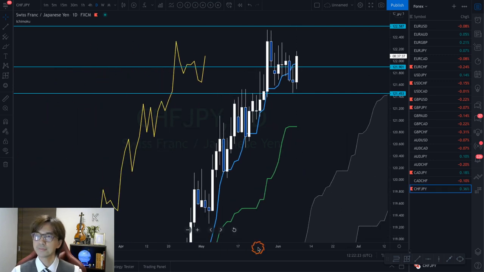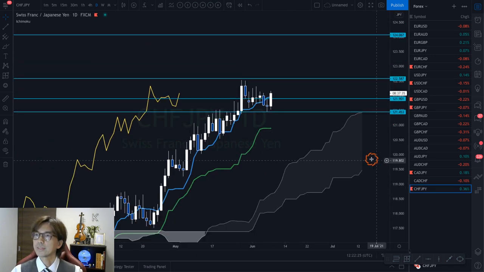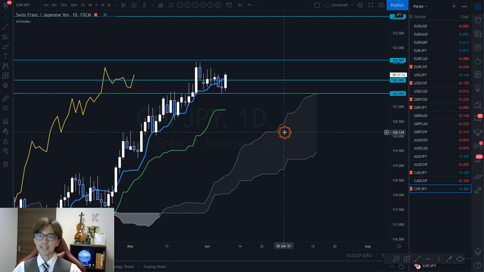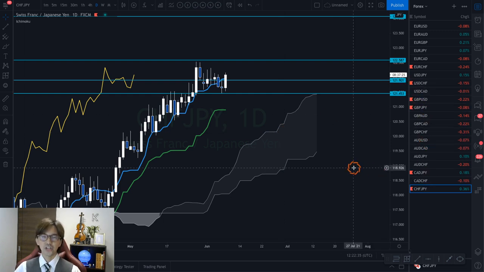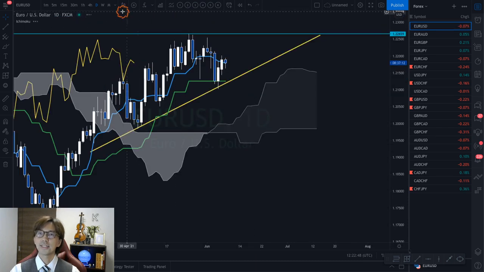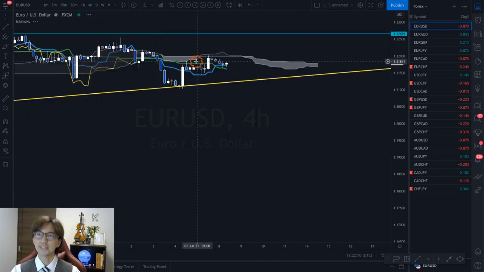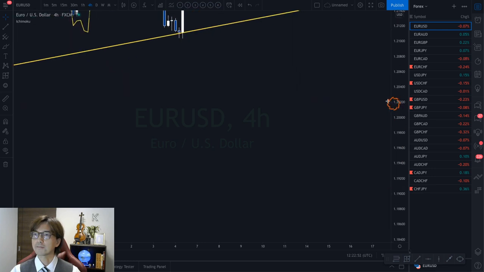So as I screen these 21 pairs, now I find 1, 2, 3, 4, 5, 6 potential trending pairs based on the daily charts, right? Based on the daily charts. And I do the same in the four-hour chart. So I come back to the Euro USD and switch it to the four-hour chart and screen all the pairs.